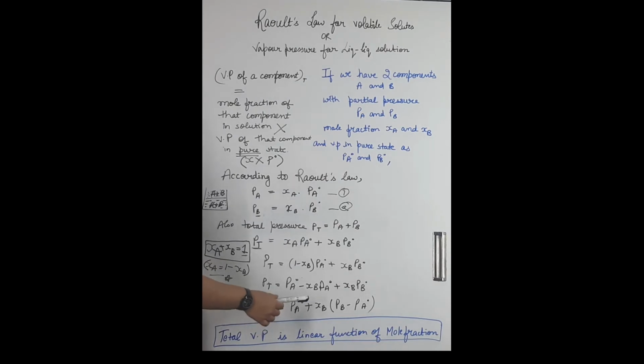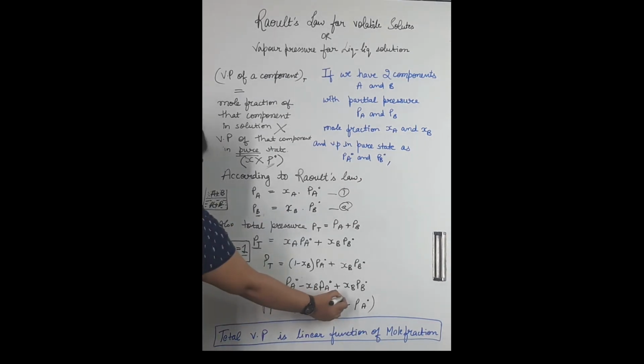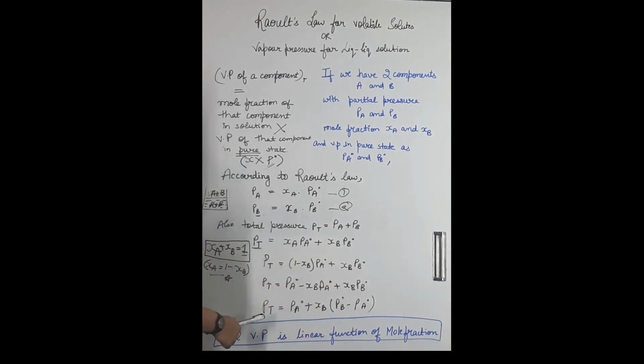So here you can see that the values of PA naught and PB naught are constant at a particular temperature. This is always constant, that is, the vapor pressure of that component in pure state is always constant for a particular component. So as PA naught and PB naught are constant, therefore the total vapor pressure is a linear function of the mole fraction.